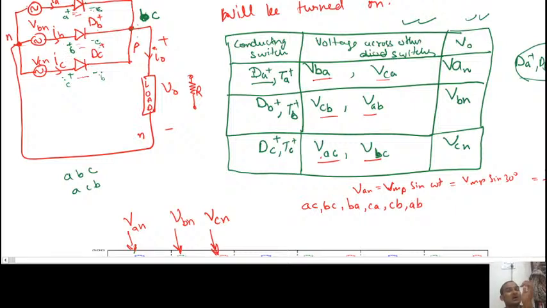Please remember this concept, which I have already told you in the single phase full wave rectifiers: in the positive group, the one that is most positive will turn on, and in the negative group, the one that is most negative will turn on. So see here, in 0 to 30 degrees, C voltage is more positive and A voltage is less positive. Although both are positive, only one can be on. So it means C will get turned on.